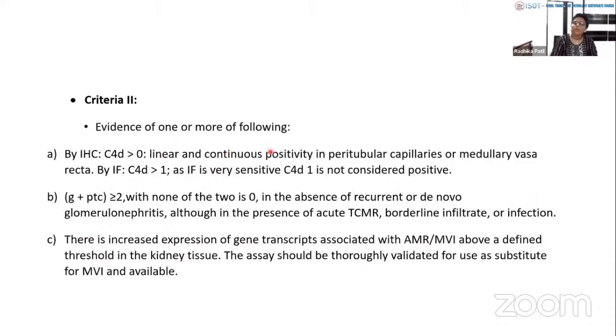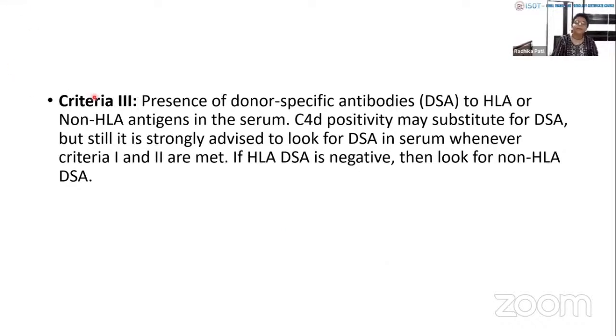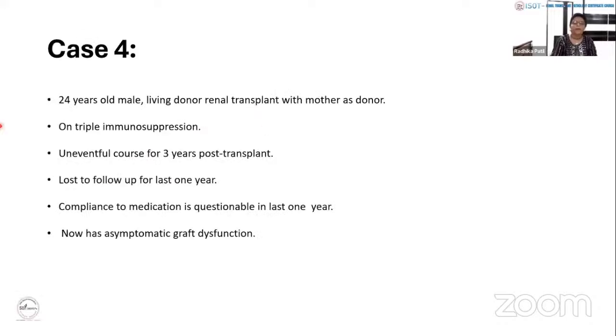Criteria 2, evidence of one or more of the following, that is C4D positivity should be there either by IF or IHC, IF being very sensitive, and moderate microvascular inflammation should be there, and there is increased expression of NDATs. Criteria 3 is donor specific antibodies to HLA or non-HLA antigens in the serum.